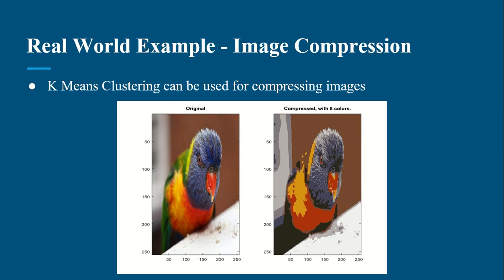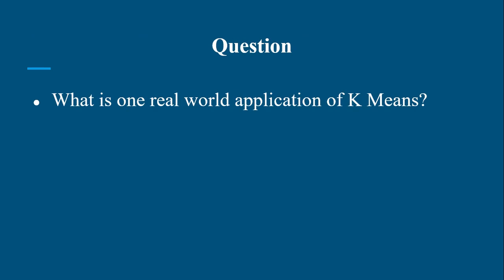Finally, we have a real world example of k-means. K-means is commonly used in image compression, and the idea here is that we want to represent our original image using just k colors. So in this example, we have our original image which has a lot of colors, and then we try to compress it by running the k-means algorithm. So we represent the same image with just 8 colors, which leads to a more compressed version of the image.